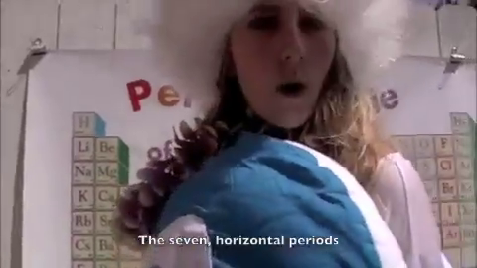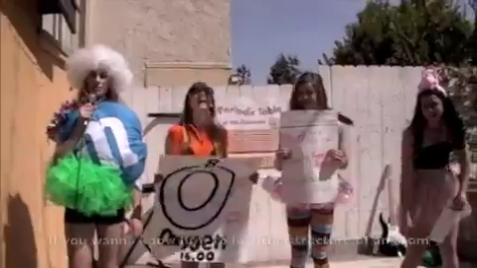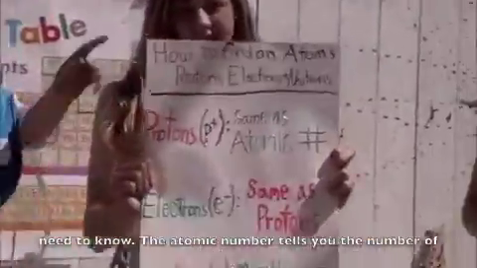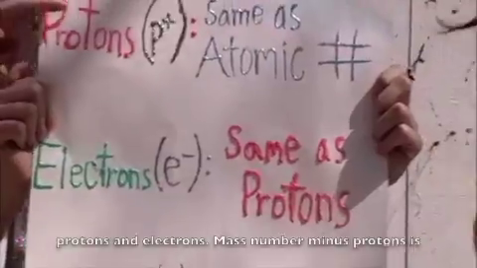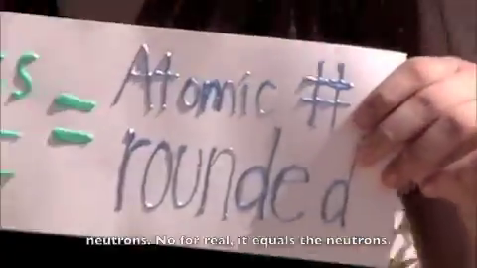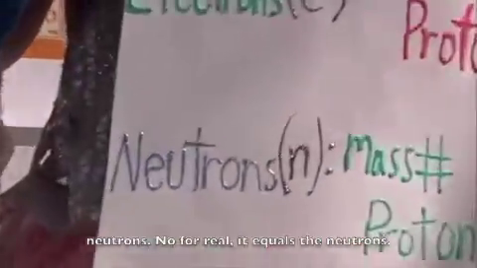the 7 horizontal periods. If you want to know how to find the structure of an atom, just take a glance at the element box. It tells you what you need to know. The atomic number tells you the number of protons and electrons. Mass number minus protons is neutrons. No, for real. It equals the neutrons.